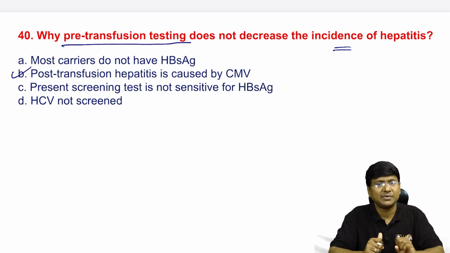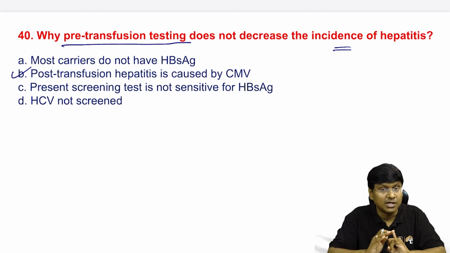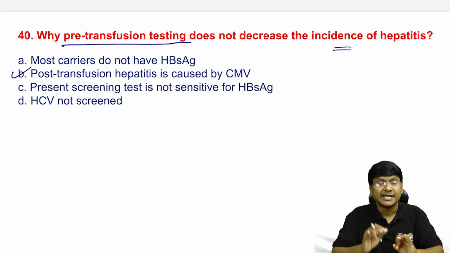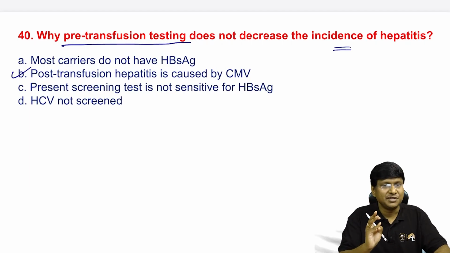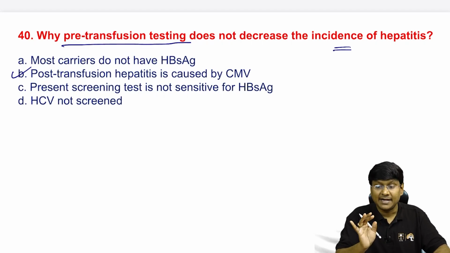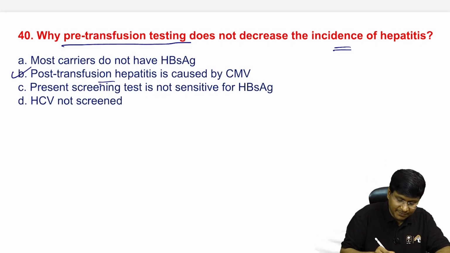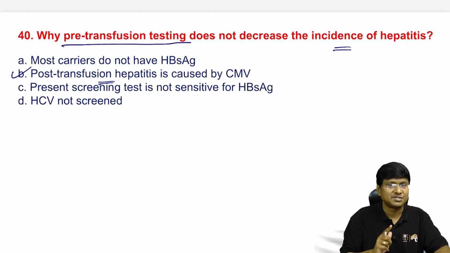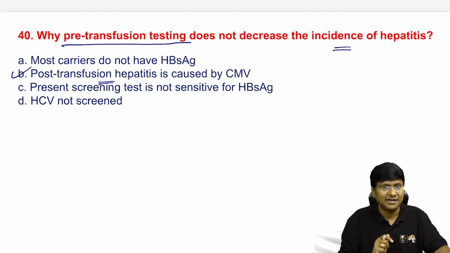And this cytomegalovirus, please remember, can cause asymptomatic infection. Transfusion transmitted cytomegalovirus can cause problems in premature neonates, in allograft recipients, and also in splenectomized patients. So the answer here is that post-transfusion hepatitis is caused by cytomegalovirus infection.